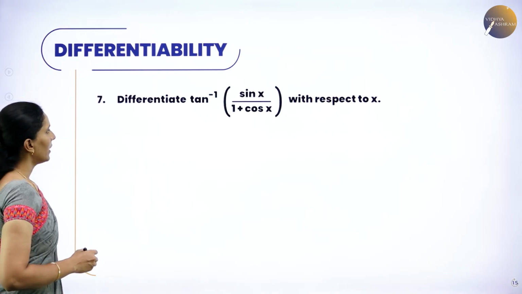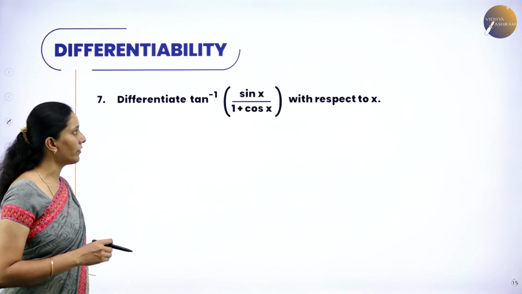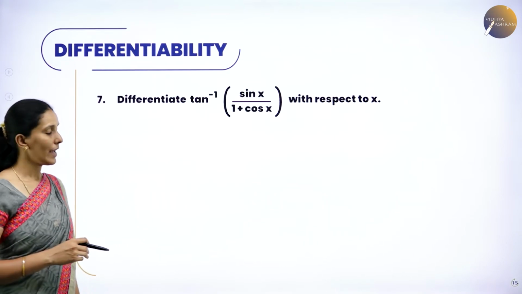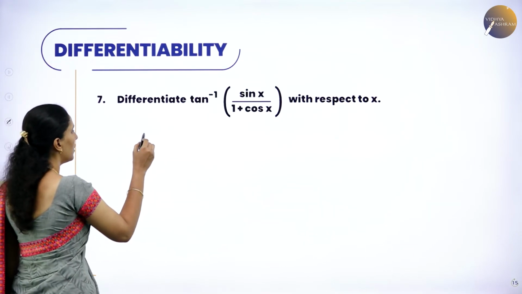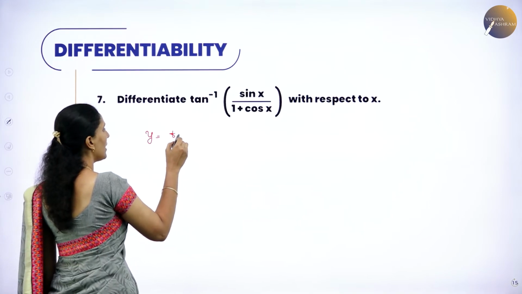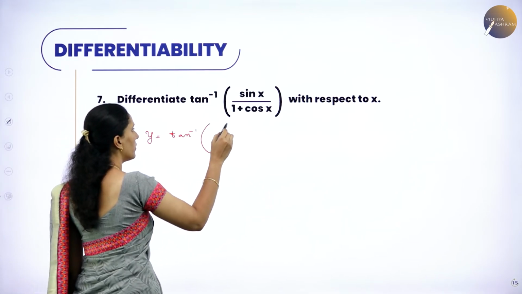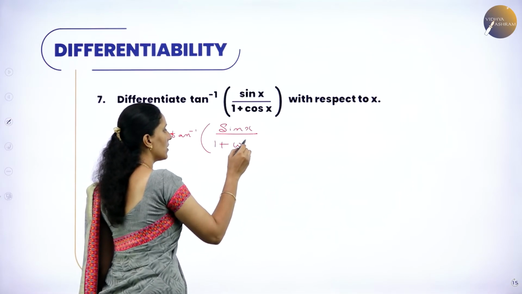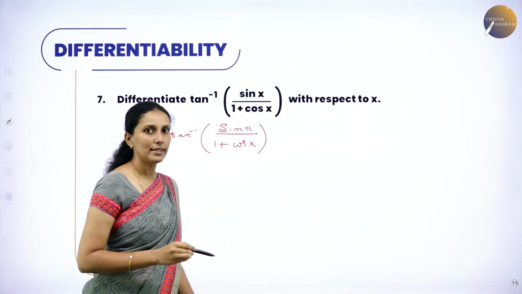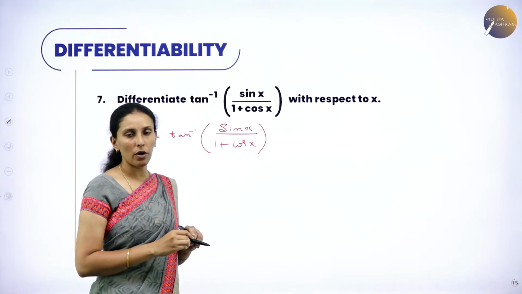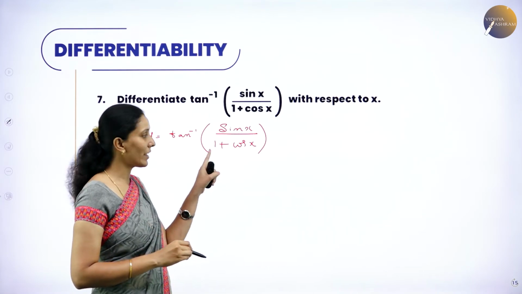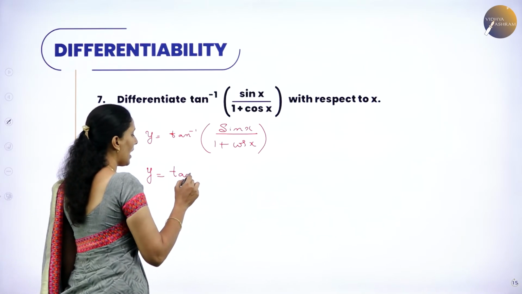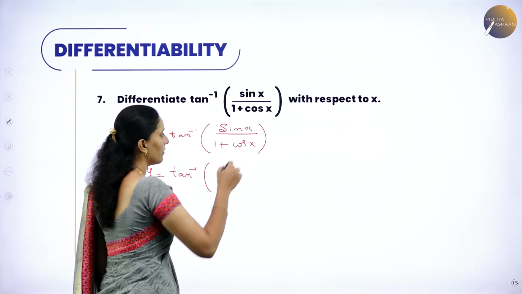Next is differentiate tan inverse of sin x divided by 1 plus cos x with respect to x. So here we have y is equal to tan inverse of sin x divided by 1 plus cos x. So the function is starting with an inverse trigonometric function. So let us simplify this first. So I can write this tan inverse of sin x and 1 plus cos x.